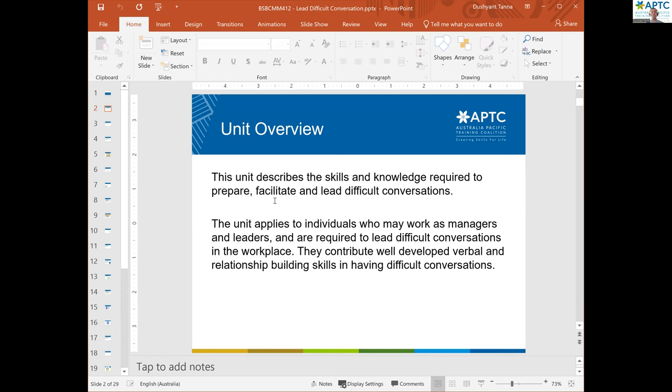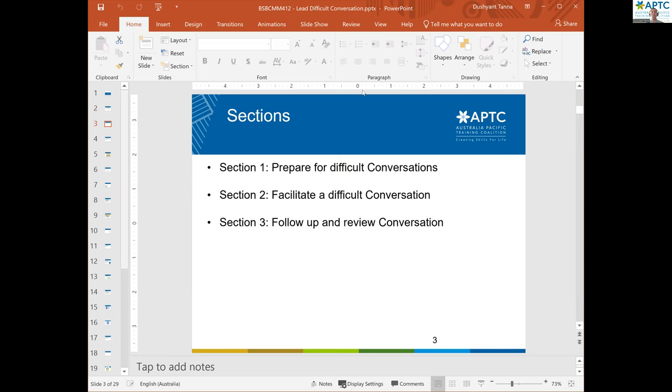So this unit describes skills and knowledge required to prepare, facilitate, and lead a difficult conversation. The unit applies to individuals who may work as managers and leaders and are required to lead difficult conversations in a workplace. They develop verbal and relationship building skills in having difficult conversations. There are three sections of the topic: preparing, facilitate, and follow up. Obviously, the same thing goes with a meeting, the same thing goes with a conversation. You prepare for it, you conduct the meeting, and then you follow up and review what happened. Yeah?